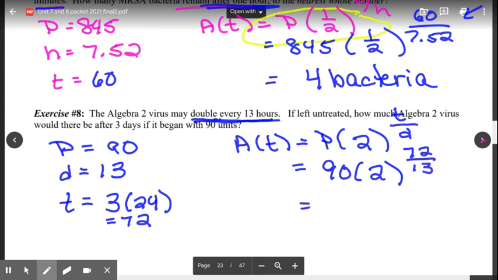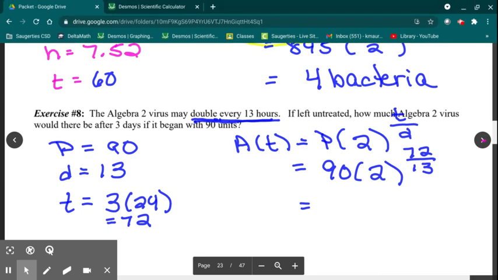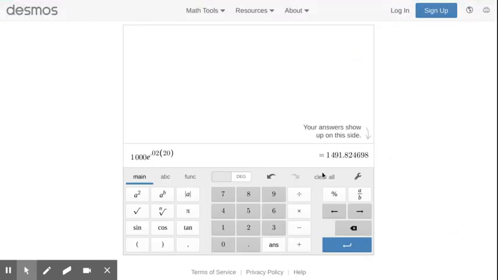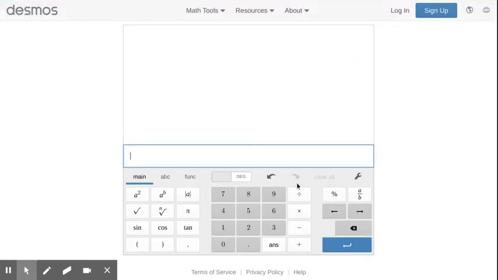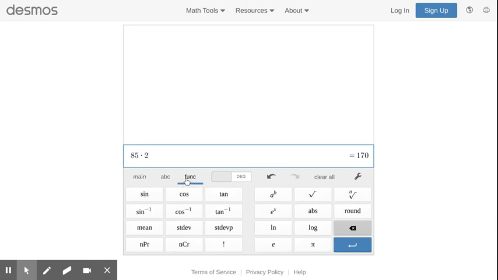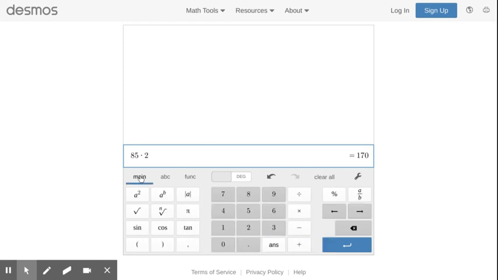And now, unfortunately, I changed this problem, so I have to figure out what the numbers are. So let me clear this. So I'm going to type in 85 times 2. Now, where's my exponent button? I know you're here somewhere. Okay, you know what I'm going to do? I don't even have my keyboard. So here we go. Exponent.